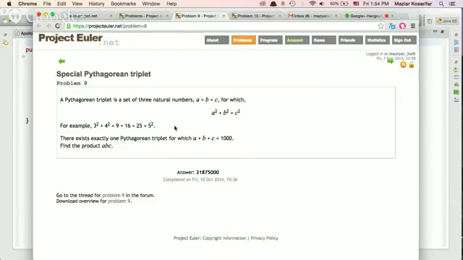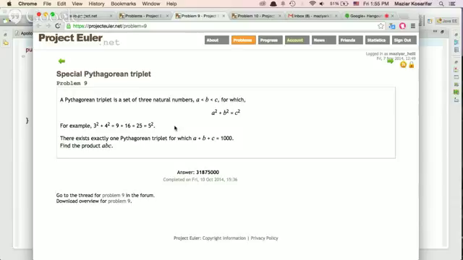A Pythagorean triplet is a set of three natural numbers a, b, and c, where a is less than b and b is less than c, for which a to the power of 2 plus b to the power of 2 is c to the power of 2. For example, 3, 4, and 5 are Pythagorean numbers because 3 to the power of 2 plus 4 to the power of 2 is 5 to the power of 2.